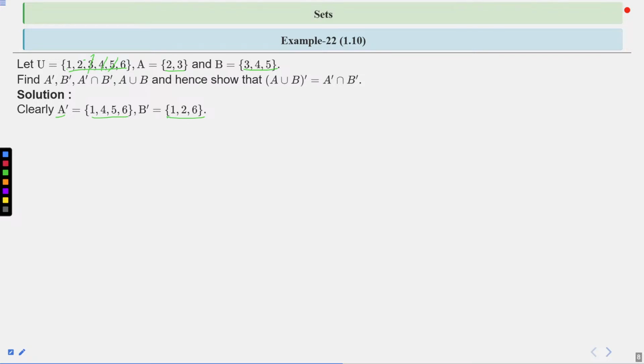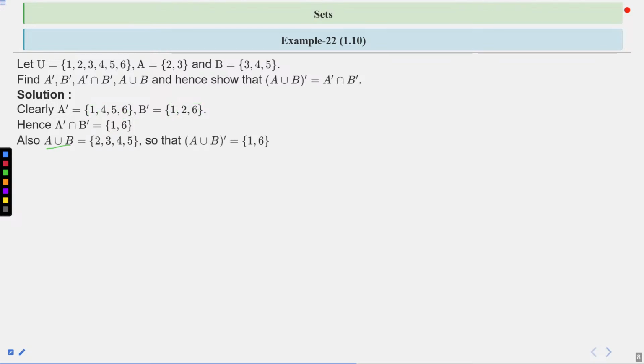Now, next, A complement intersection B complement, meaning you have to collect common elements from both these sets. So you have only 2 elements which are common to both, 1 and 6. So A complement intersection B complement is simply 1, 6.